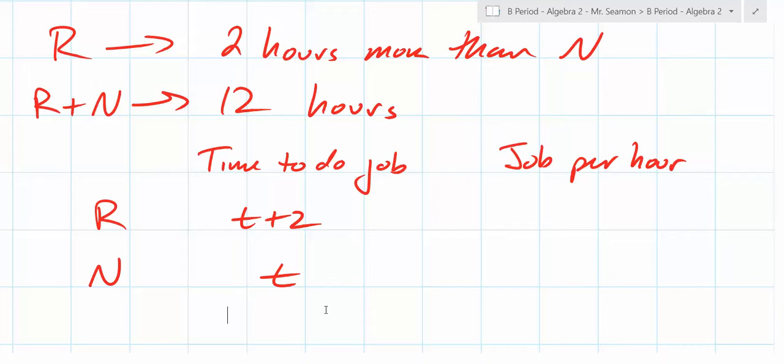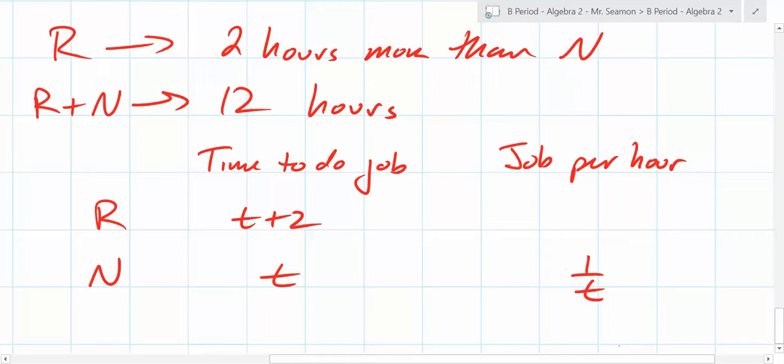If it takes you 2 hours to do a job, how much of the job do you do in 1 hour? 1/2. Yes. If it takes you 3 hours to do a job, how much of the job do you do in 1 hour? 1/3. If it takes you t hours to do a job, how much of the job do you do in 1 hour? Yes.